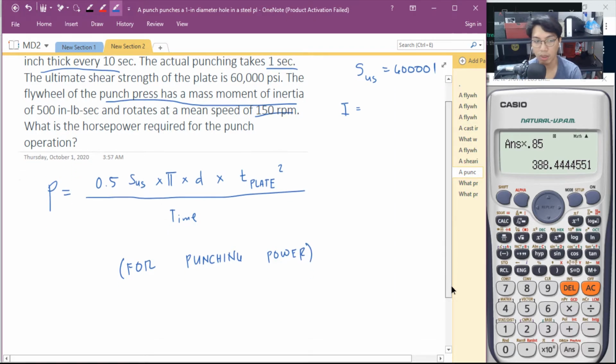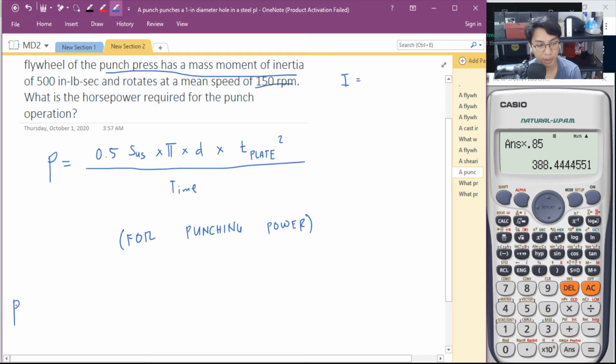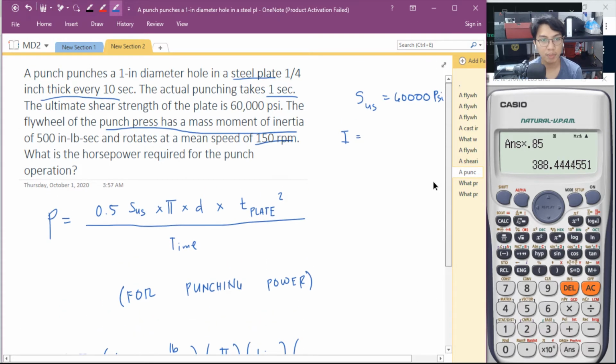So, we can now solve for the value of P. It should be in HP. So, that is 0.5. The given there is 60,000 pounds per inch squared, multiplied by pi, multiplied by 1 inch, the actual hole. And then the thickness of the plate, 3/4. It's written there, the thickness of the plate.